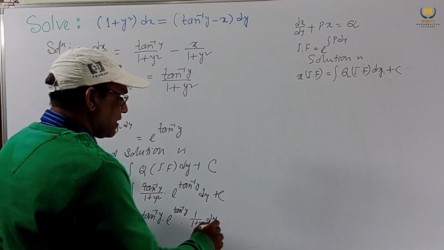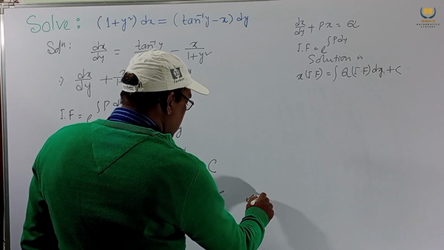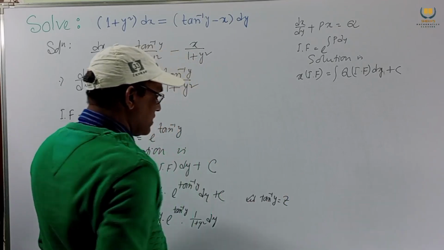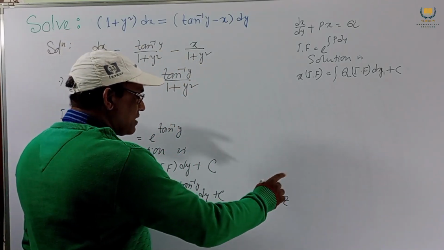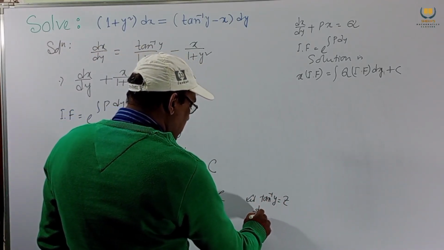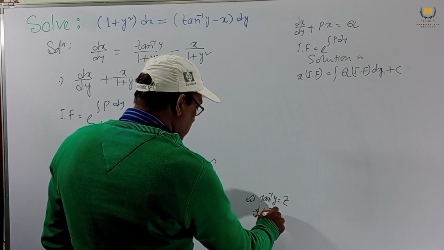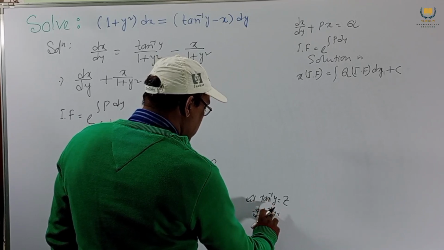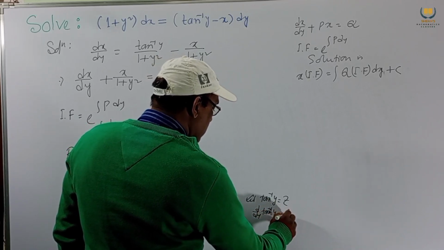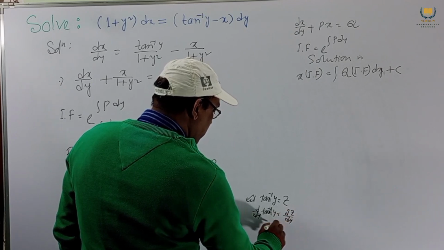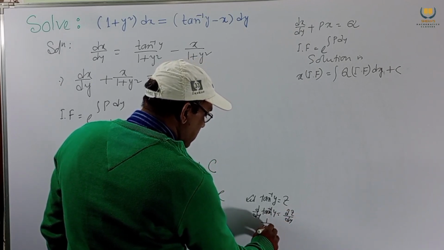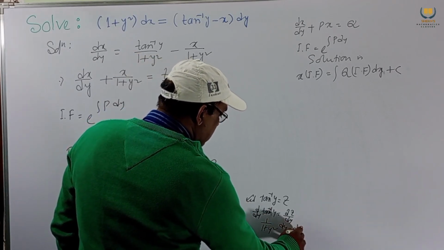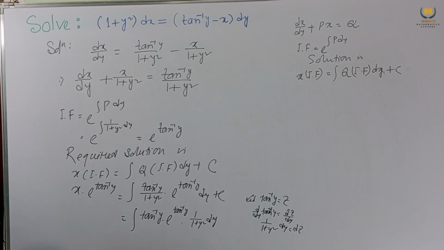So let tan⁻¹y equal z. If we differentiate both sides with respect to y, then what do we get? dz/dy equals 1 by 1 plus y², a direct formula, and multiplying by dy, we get dz.